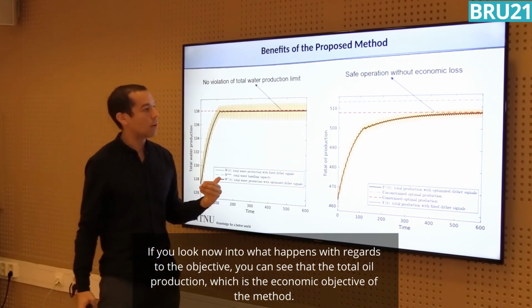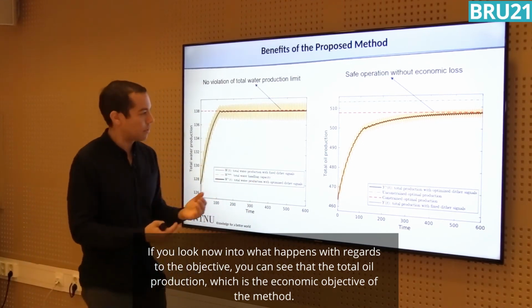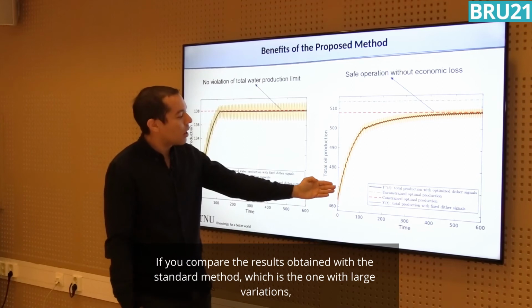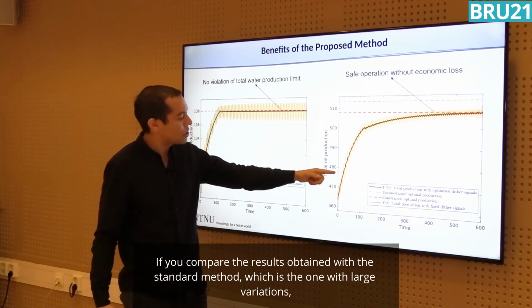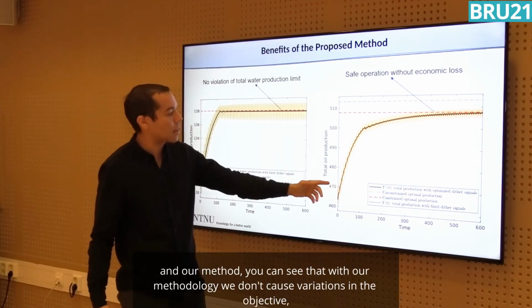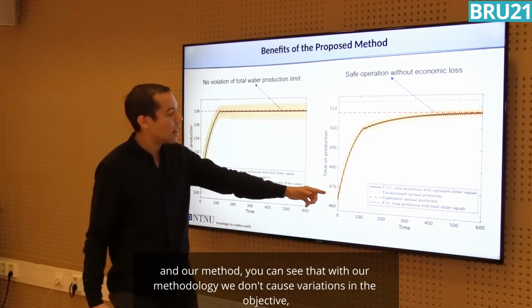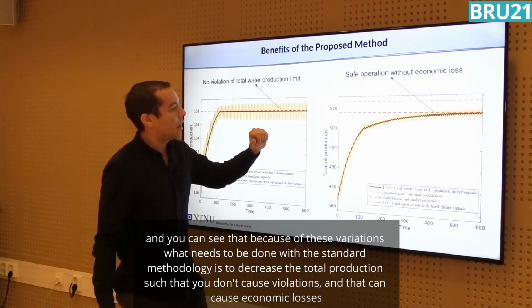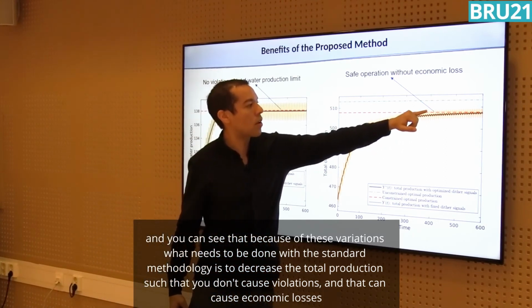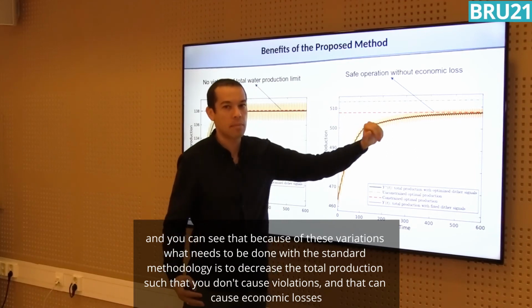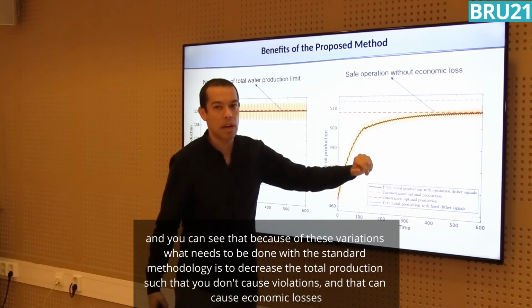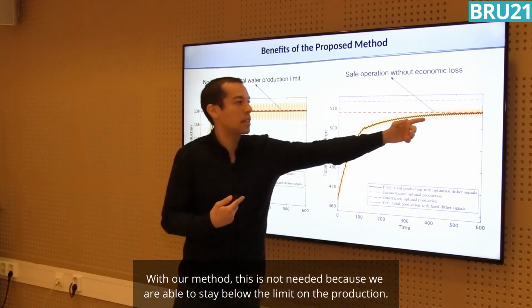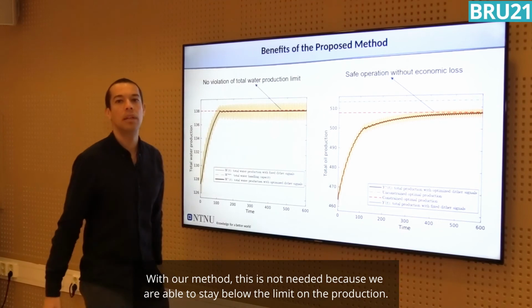Now if you look at what happens with regard to the objective, the total oil production, which is the economic objective of the method, you can compare the standard method, the one with large variations, with our method, which does not cause variations in the total objective. Because of these variations, with the standard methodology you would need to decrease the total production so that you don't cause violations, and that can cause economic losses. With our method, this is not needed because we are able to stay below the limit.